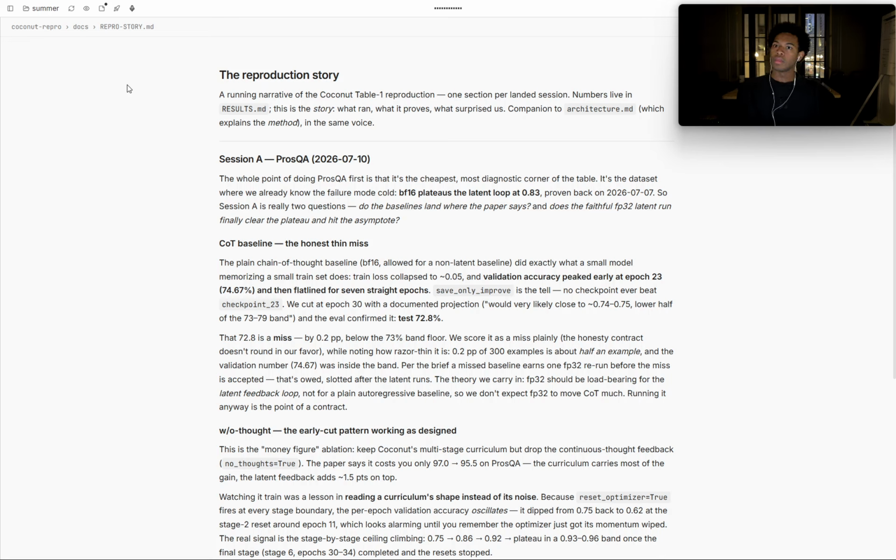Before we get into it, I want you to give me the high level of what this document contains. This document is a running narrative of the Coconut Table 1 reproduction sessions. It captures what ran, what the results prove, and the surprises encountered along the way. It serves as a companion to the architecture document, focusing on the story and the numbers rather than just the code.